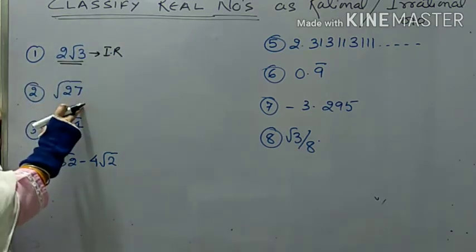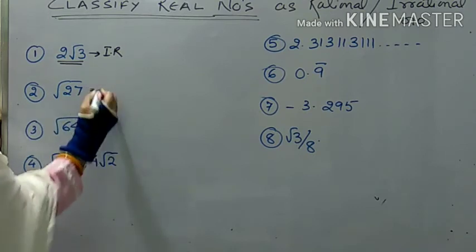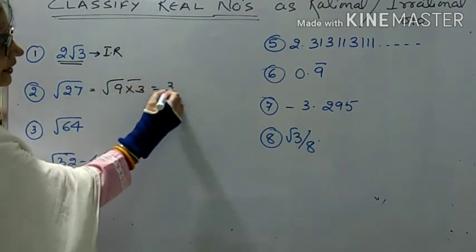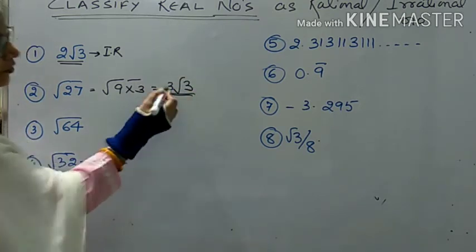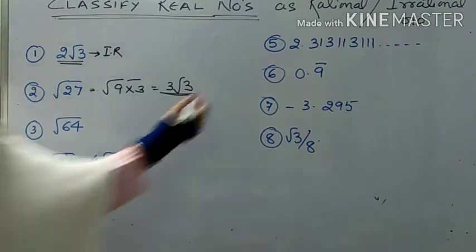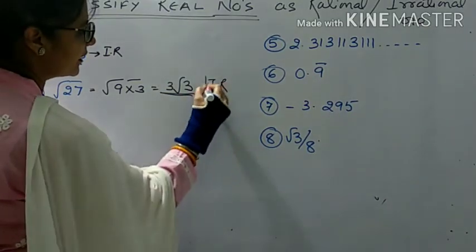Now let's move to root 27. What is root 27? It can be written as 9 into 3. So it will be 3 root 3. Now what you can call this number? This number is again a irrational number. क्या निकला ये भी? Irrational number.